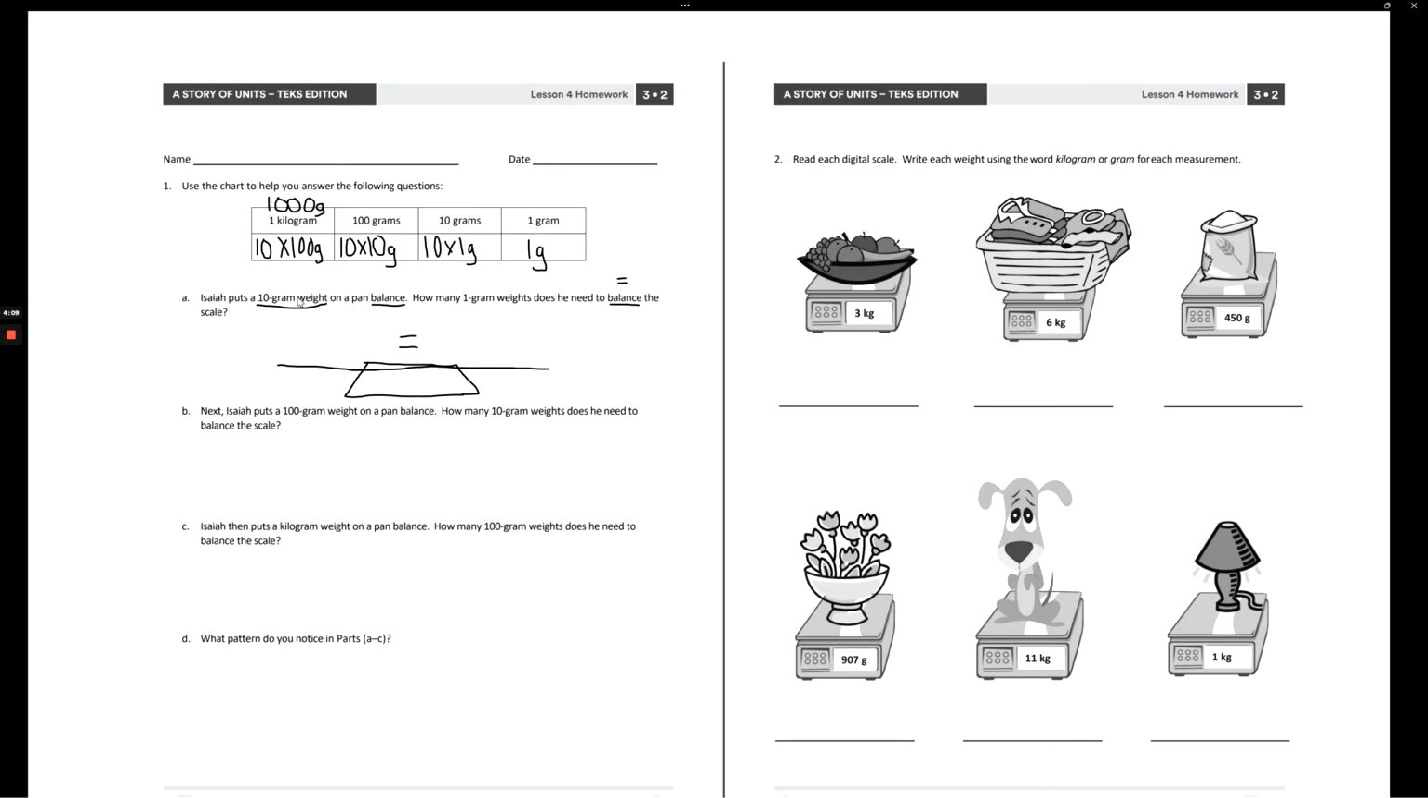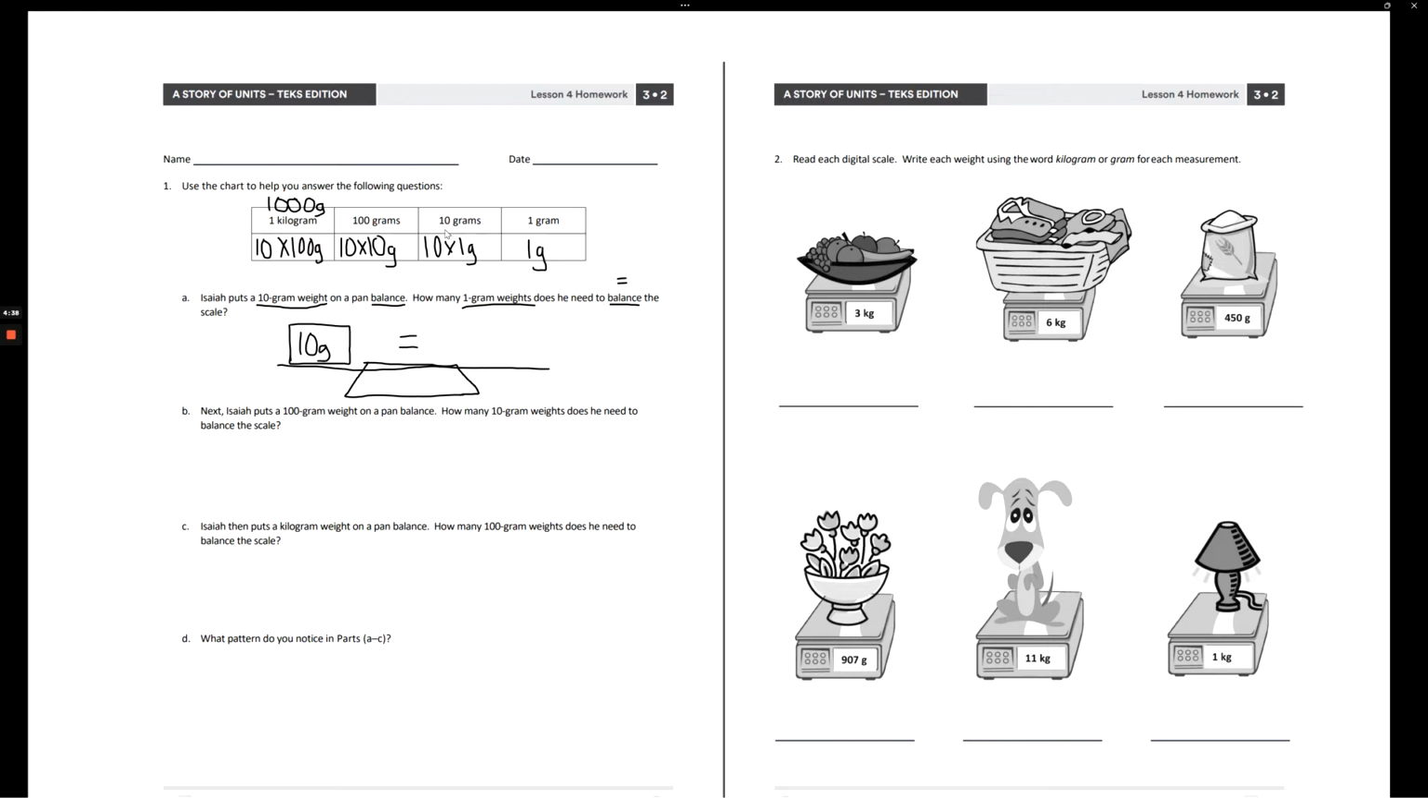So let's look at what we know. I underlined it. He already put 10 grams on the scale. So let's draw that and write out what we know. He already put 10 grams on here. How many 1 gram weights does he need to make it equal or balanced? So how many 1 grams do we need to make 10 grams?